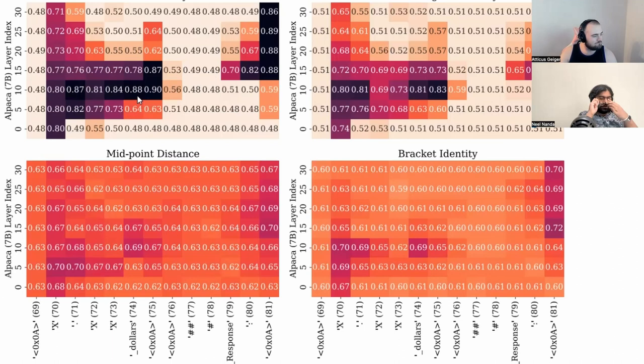All right, let me start with this. On the x-axis, you've got token. What exactly is less than 0x0a greater than? Oh, those are white space tokens. Please make your x-axis better. Yeah, no, I agree.